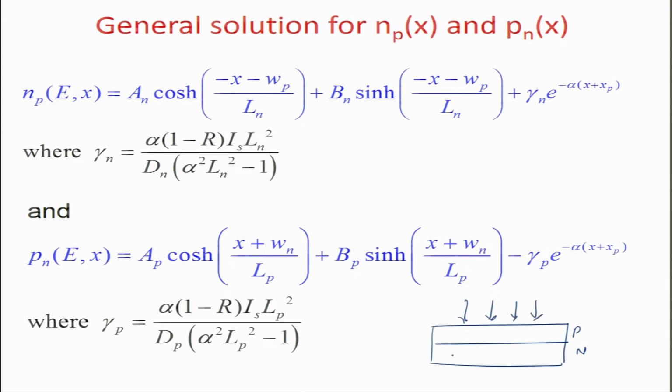So every carrier that has to reach the N side has to go through P. So some terms will remain similar because it still has to cover that distance. Again, you have an expression for gamma P, which is alpha into (1 minus R) I_S L_P squared divided by D_P into L. So you can see that the only differences are that you replace Wp by Wn, Ln by Lp, An by Ap, and the electron terms are replaced by the hole terms.